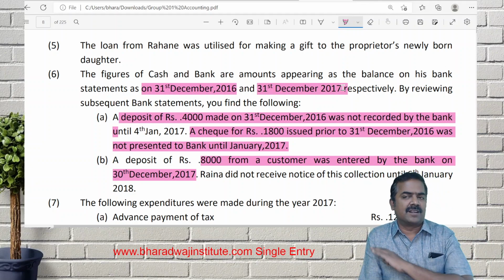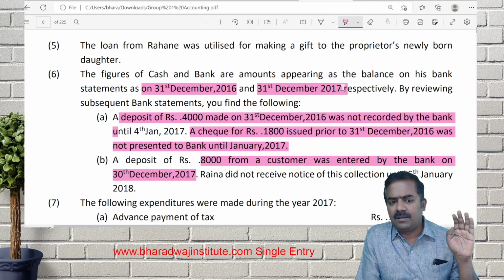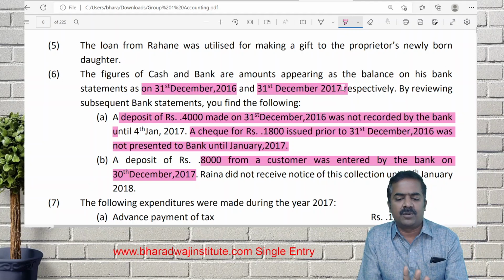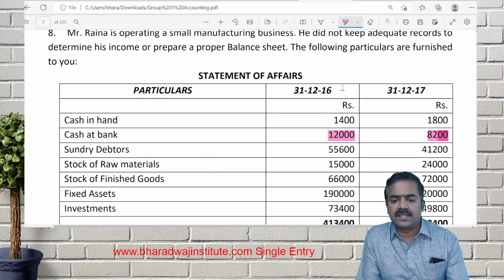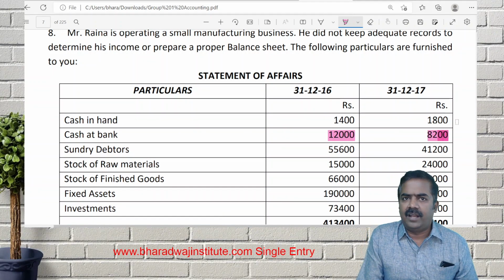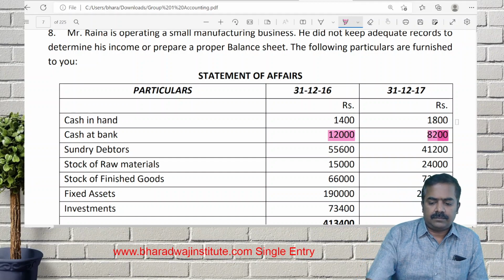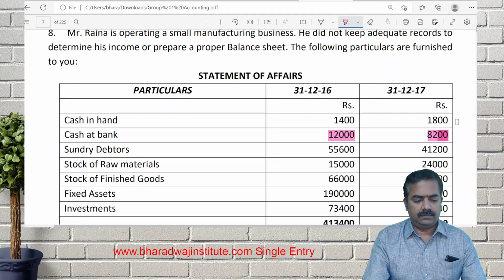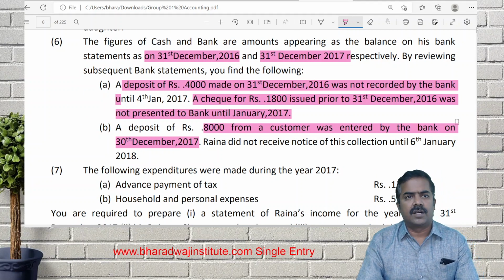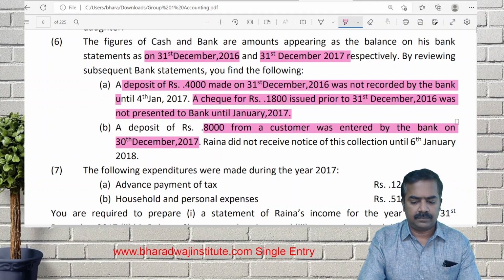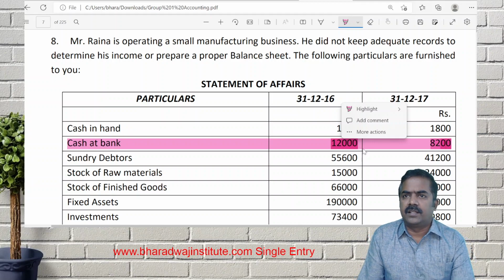Take your time, no problem. It is not a hurry that we should solve it in 5 or 10 minutes. Read the adjustments. Then for point number 6, start with the first working note and tell me the correct bank balance. What is the bank balance given? 12,000 and 8,200. Make the adjustments and tell me the correct balance. Before that, read the adjustments once or twice to understand better. This is the balance as per bank statement, 12,000 and 8,200.